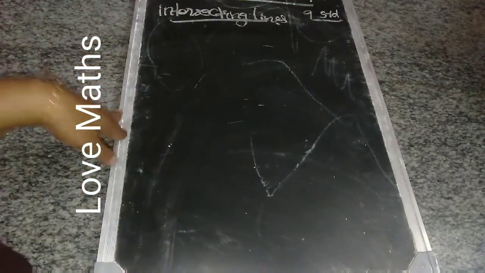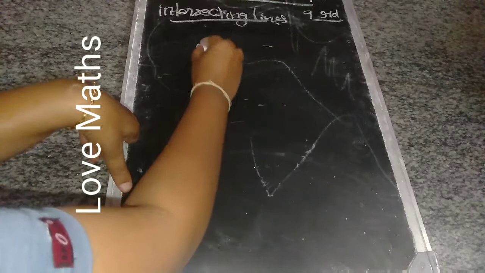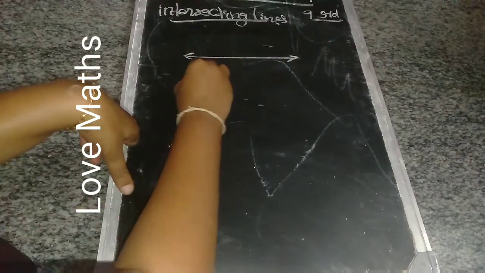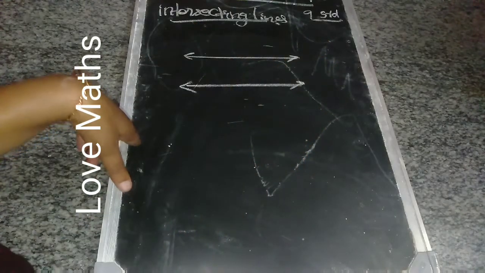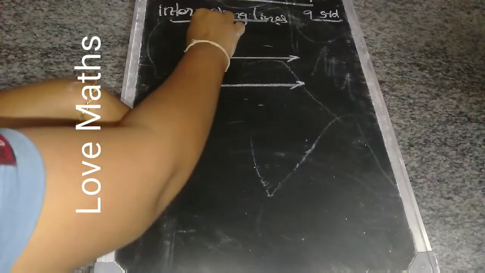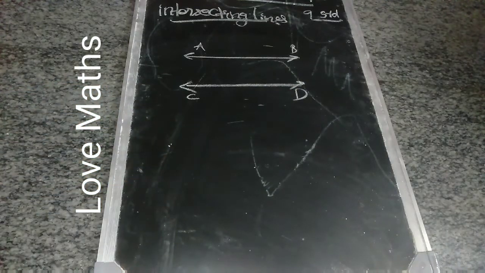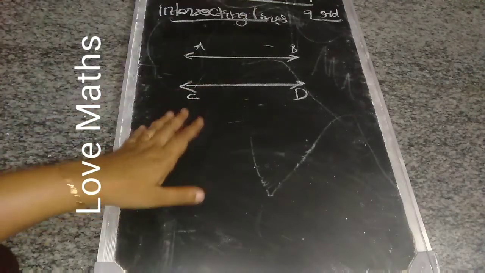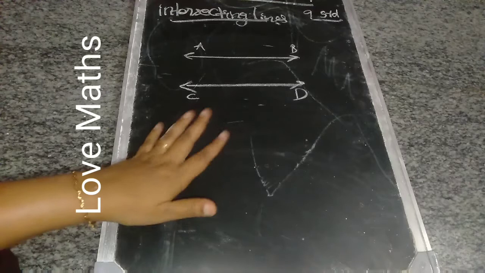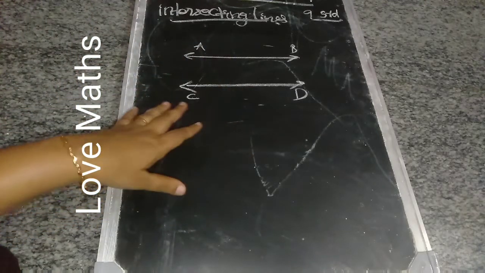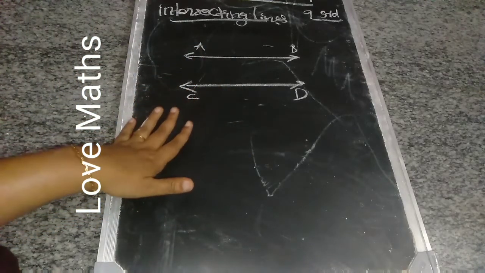Next, parallel and non-parallel lines. These are the parallel lines. For parallel lines we usually give the examples of the equal sign and the railway track. We can give many examples. So this is a parallel line. What is the definition of a parallel line? Parallel lines have an equal length called the distance. Parallel lines means however much you extend these lines, they never intersect anywhere. This is called parallel lines.